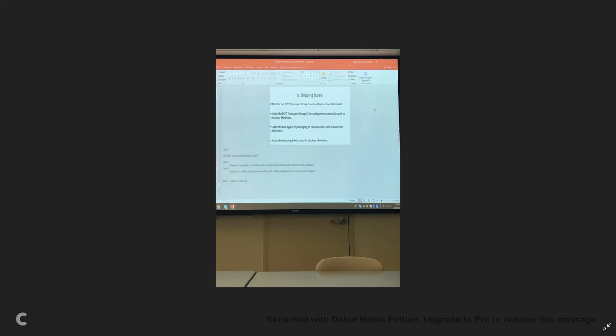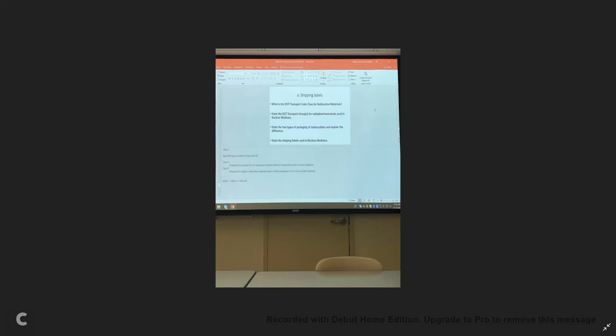State the 2 types of packages of the radionuclides and explain the differences. Type A is designed to prevent loss of radioactive material, which is transported under normal conditions. Type B is designed for higher radioactive materials, with a package to be more accident resistant.